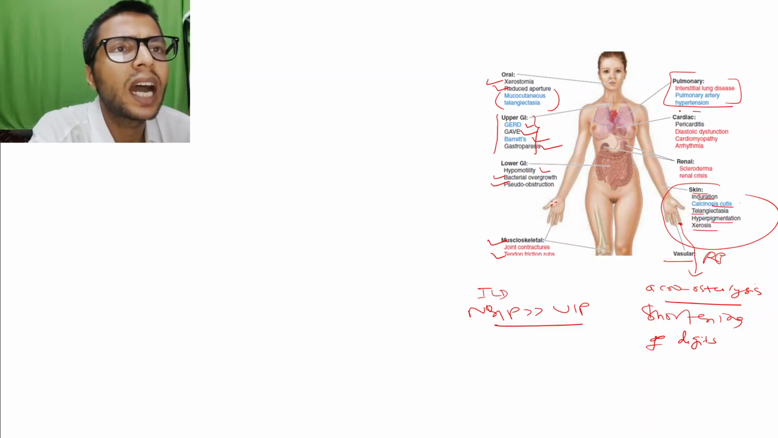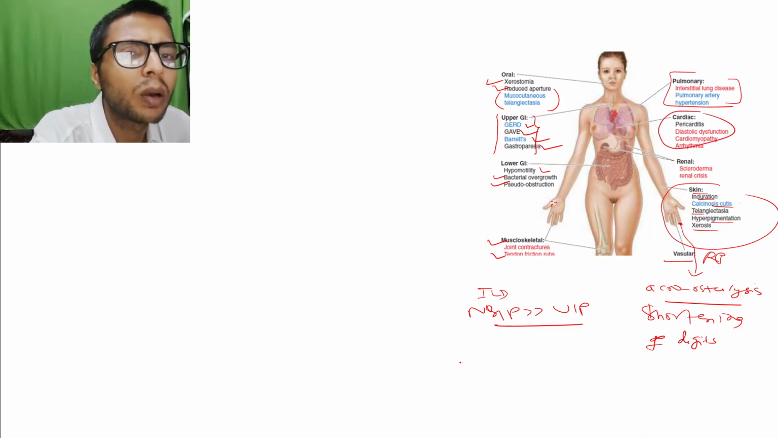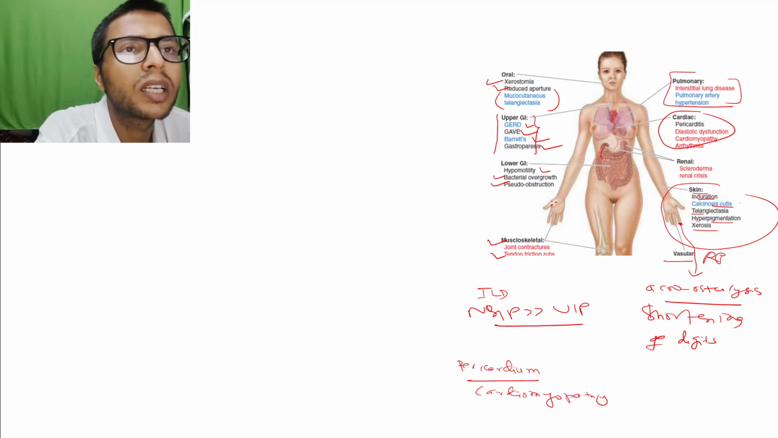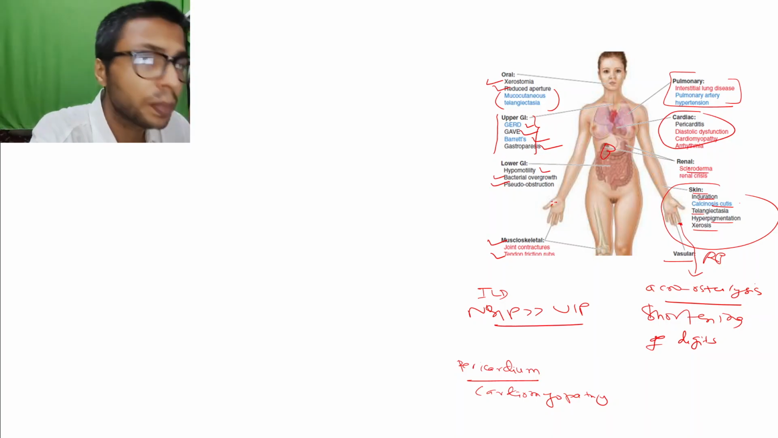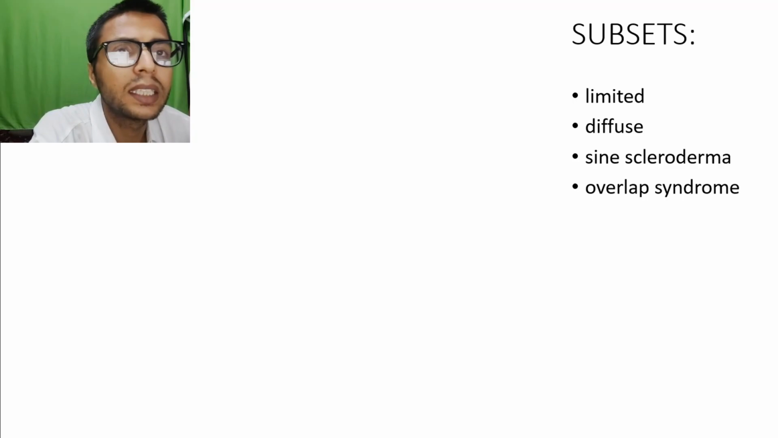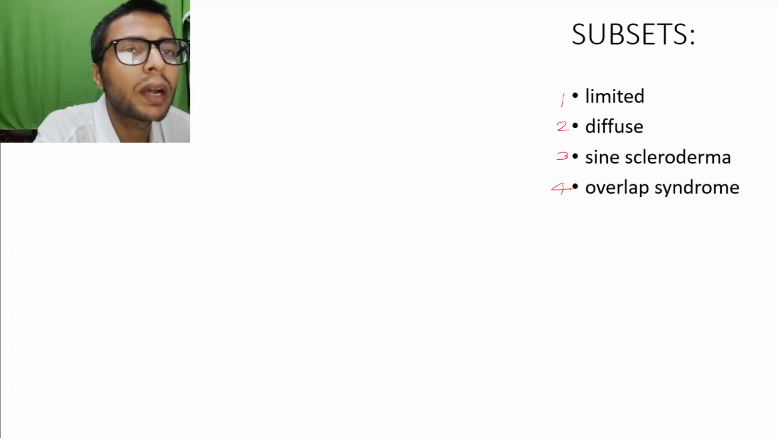And you can see the heart is also involved. In the heart, pericardial involvement can cause pericarditis, effusion. There can be cardiomyopathy, diastolic dysfunction, arrhythmia. Kidney can be involved, leading to scleroderma renal crisis. And this disease is further subdivided into four categories: one is limited, second is diffuse, third is sine scleroderma, and fourth is overlap syndrome.